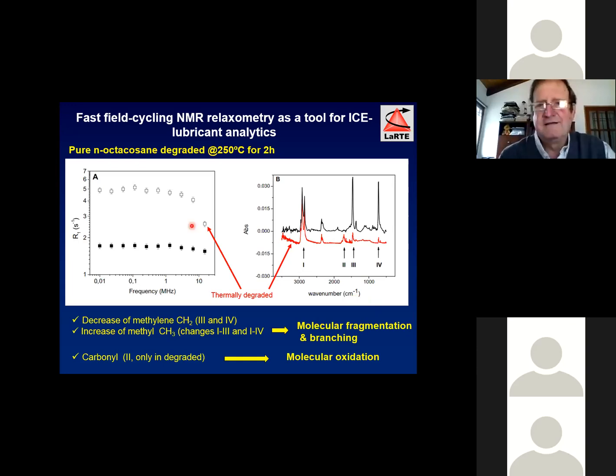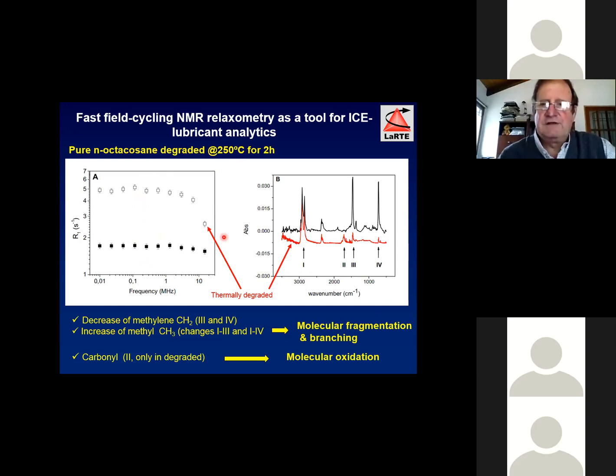So branched or linear, the degradation process at the molecular level should be very similar. So we use a family of alkanes whose carbon numbers coincide with those present in the blend in the lubricant. And you see here, this is the case of a pure n-octacosane degradation at 250 degrees for 2 hours only. We see the sensitivity we have in the relaxation rate after just 2 hours.